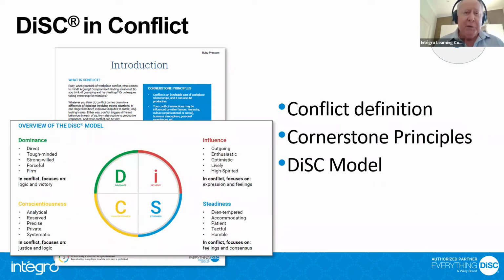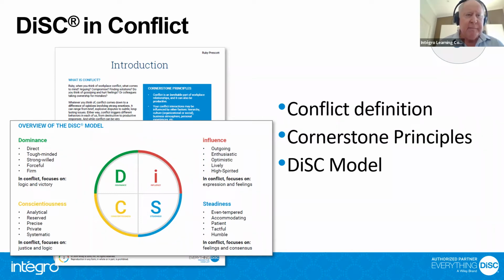So here is the DISC model. You're all familiar with that, I hope. And if you're not, 4 primary styles, okay? And yes, we break that down into 12 distinct styles. And each style is driven by different needs and fears. And so each style behaves differently in conflict.